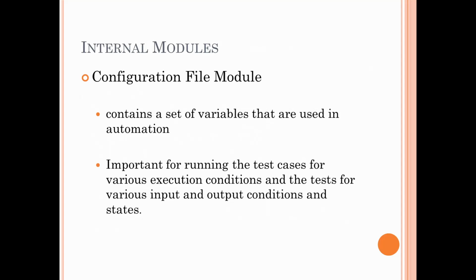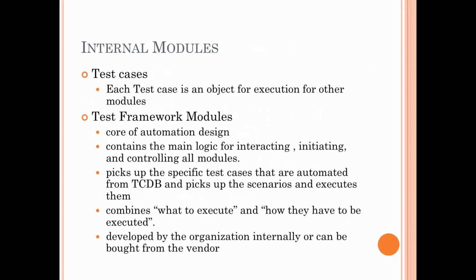First one is the configuration file module. It has all variables that are used to control the automation process. It helps the user of the automation framework to change the execution condition as well as the input and output conditions for the testing. The test case itself is considered an independent object, so it can be moved easily from one internal component to another internal component or external component.